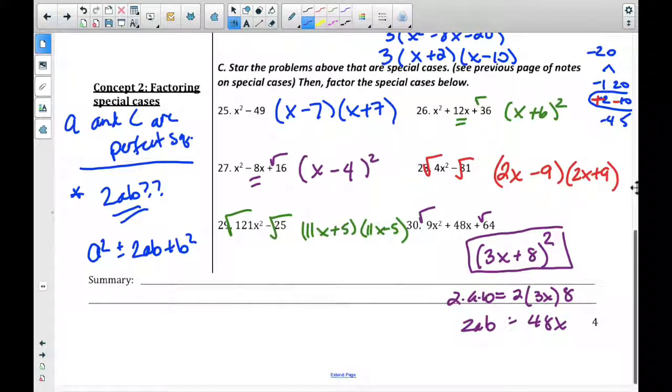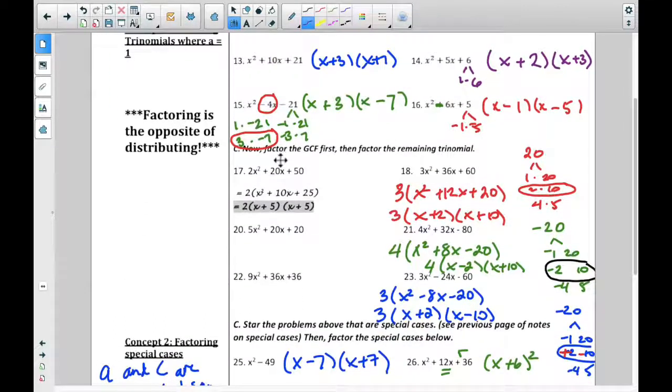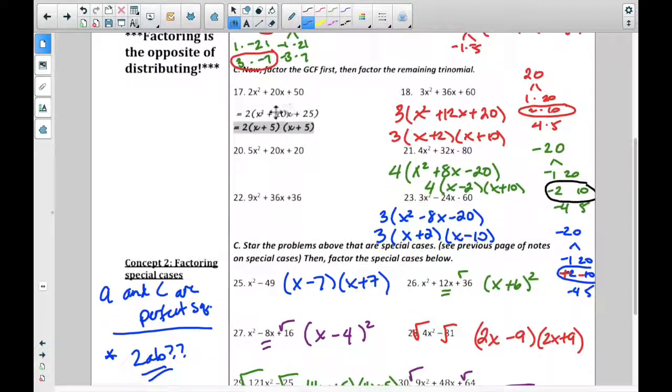Okay, as far as summary goes, there's a couple things that you could concentrate on in your summary. One might be from the first set: to factor a trinomial where a equals 1, you just look for the factors of c that add up to b. Look for the factors of c that add up to b. That might be one thing you write in your summary. Another thing you might write is, if there's a leading coefficient, look into factoring the GCF first. So factor out the GCF before you factor the trinomial. That might be another thing you would write in your summary.